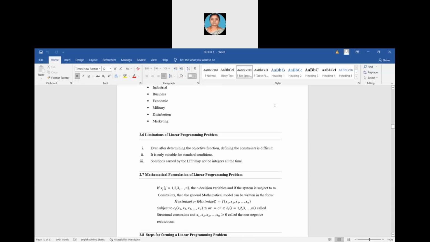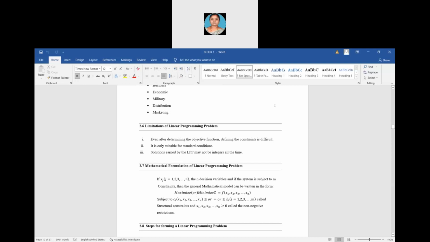And the next thing is how to formulate the linear programming problem. Mathematical formulation of a linear programming problem means how we can frame it in mathematics, that is, mathematical modeling. If xj, where j varies from 1 to n, are the n decision variables, and the system is subject to constraints, then the general mathematical model can be defined as maximize or minimize Z = f(x1, x2, x3, ..., xn). That is, your objective function will be like this only.